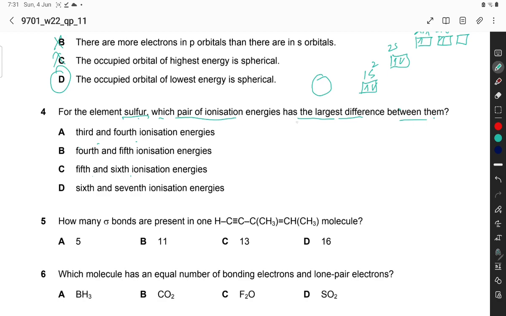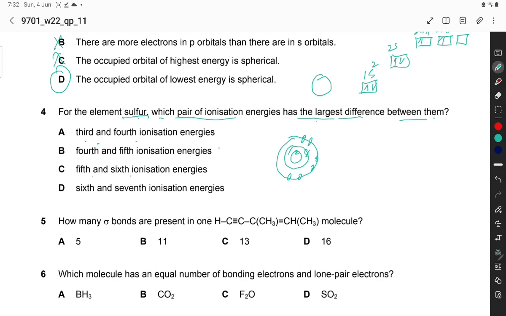Which pair of ionization energy has the largest difference between them? So sulfur has 6 electrons in valence shell, and then 8 electrons and then 2 electrons. So third and fourth. So this is 6 electrons in valence shell.